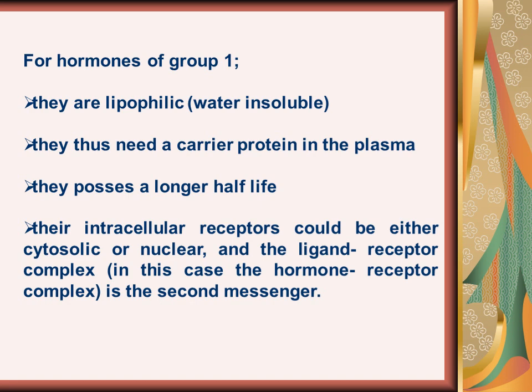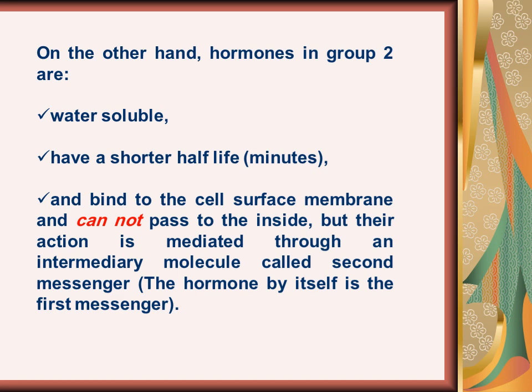For hormones of group 1, they are lipophilic, that means water insoluble. They thus need carrier proteins in the plasma. They possess a longer half-life. Their intracellular receptor could be either cytosolic or nuclear, and the ligand-receptor complex, in this case the hormone-receptor complex, is the second messenger. On the other hand, hormones in group 2 are water soluble, have a shorter half-life, that is, in minutes, and bind to the cell surface membrane and can't pass inside, but their action is mediated through an intermediary molecule called the second messenger. The hormone by itself is the first messenger.